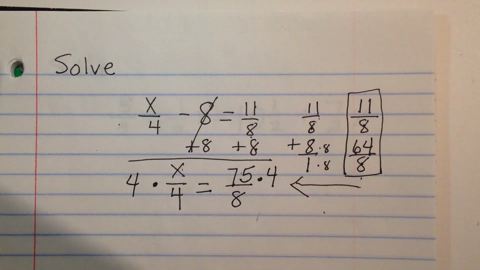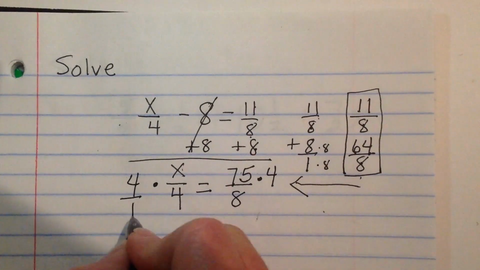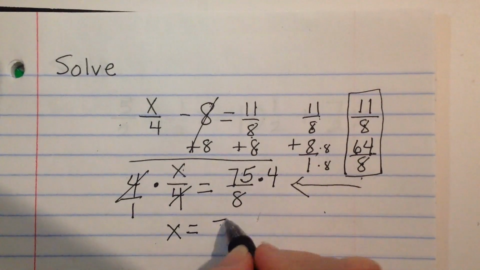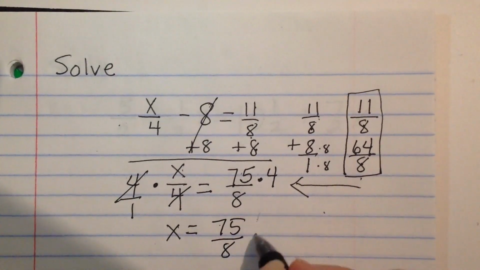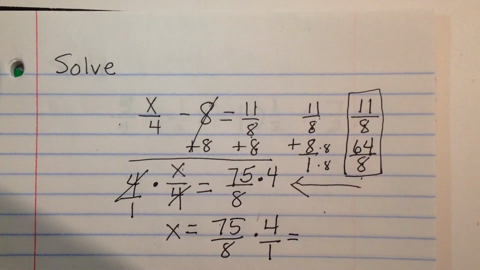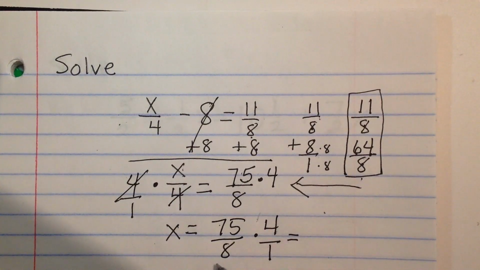Multiplying both sides by 4 over 1. The 4's cancel here. I get x is equal to 75/8 times 4 over 1. Now I could do this problem by multiplying straight across and reducing, but I'm going to go ahead and just cross reduce. I can cross reduce the 4 and the 8.